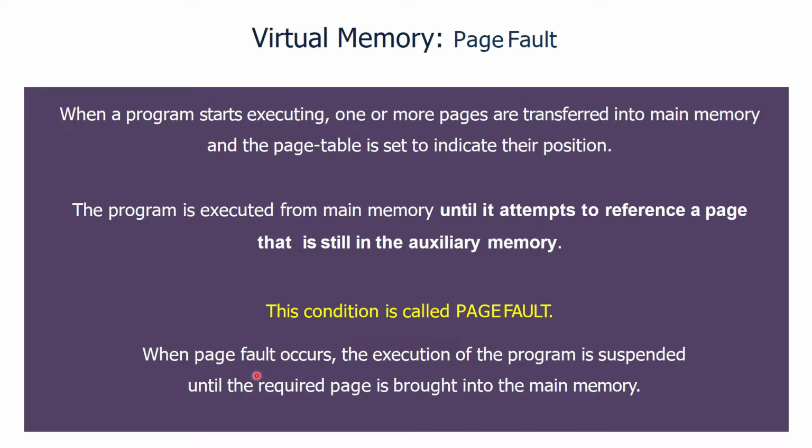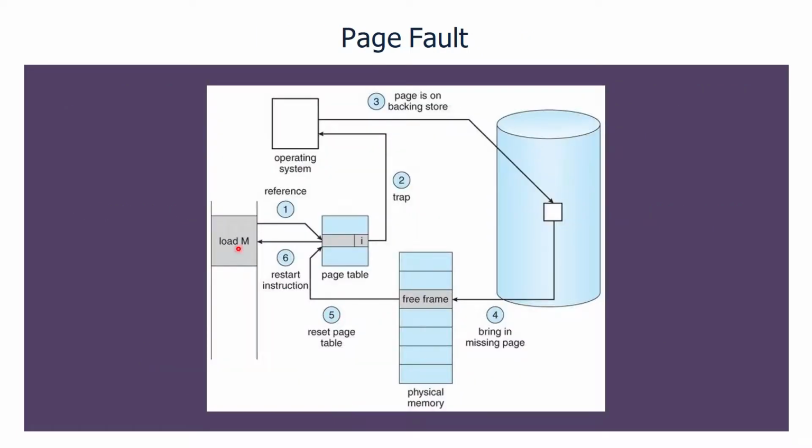Okay, when a page fault occurs, the execution of the program is suspended until the required page is brought into the main memory. I hope it is clear. It is a very easy thing. Let's move ahead. Let's say that we wanted to load this memory location, so it will be checked in the page table, and based on this, a trap signal will be sent to the OS, and the OS will send a request to check in the backing store. It means the secondary memory. So the backing store means it is going to scan the secondary memory.